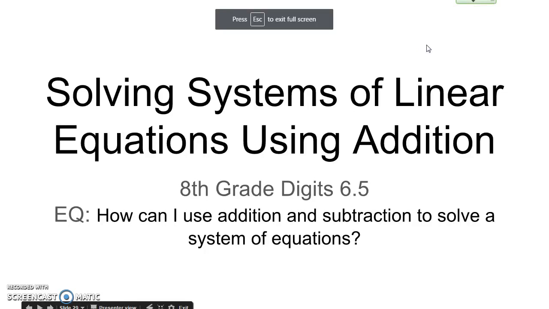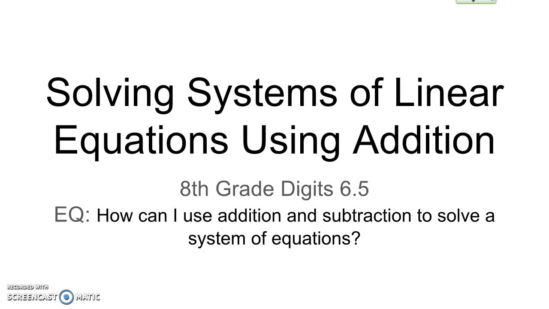All right, our last lesson that we need to do in this unit on solving systems of equations is going to be solving systems of equations using addition and subtraction. Addition is going to be from digit 6.5 and then subtraction will be 6.6, but we're going to do them together because they're really similar.